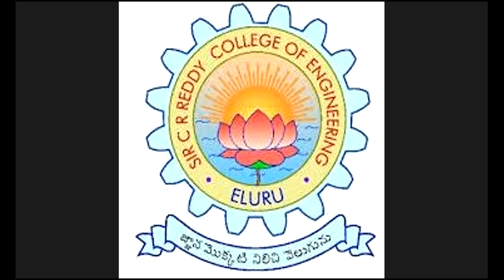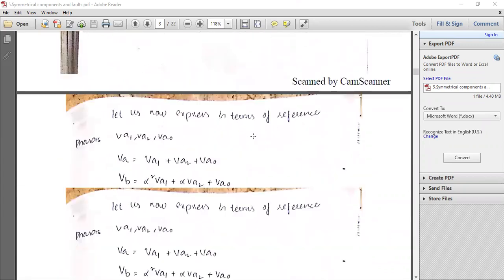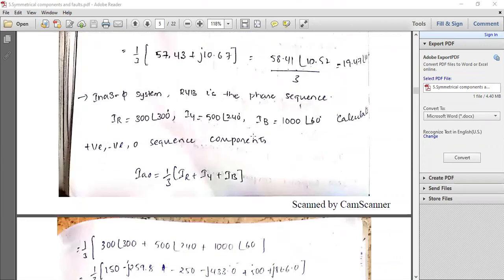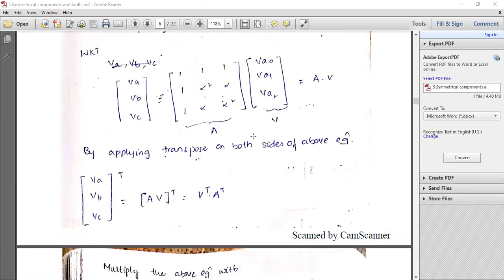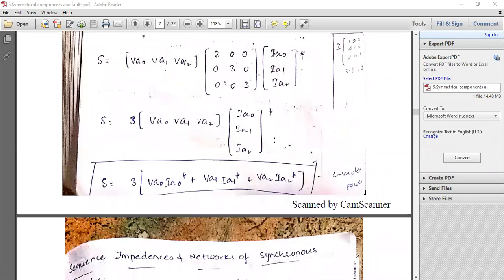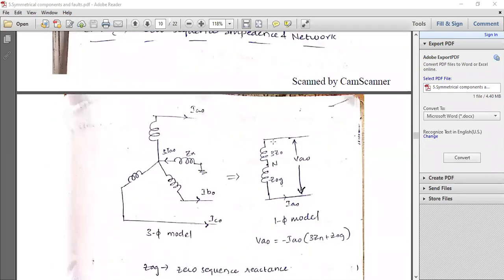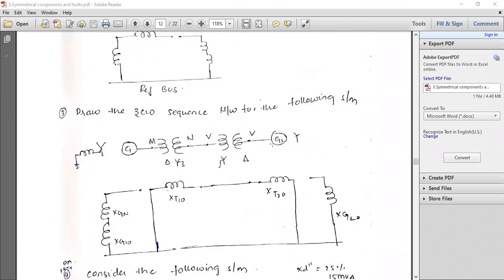So now we shall continue. We have already completed all these parts. We have discussed the sequence networks and sequence impedances for the alternator, transformer, and transmission line. Yesterday we started problems based on zero sequence networks, right?